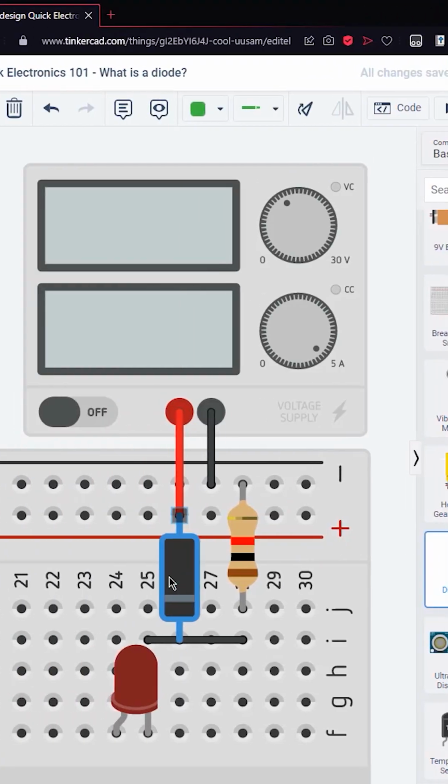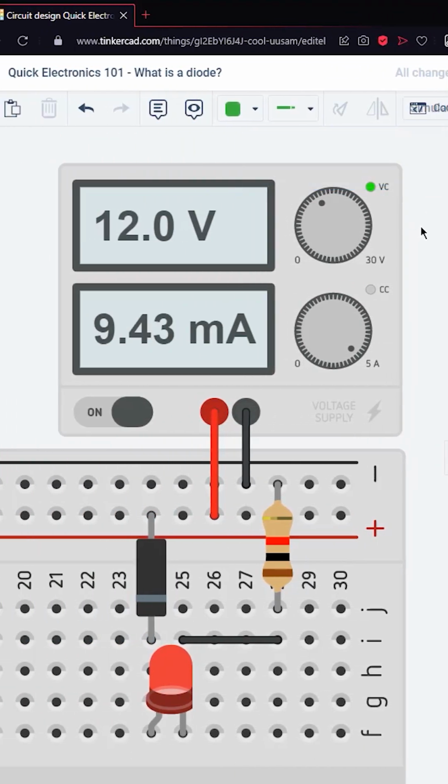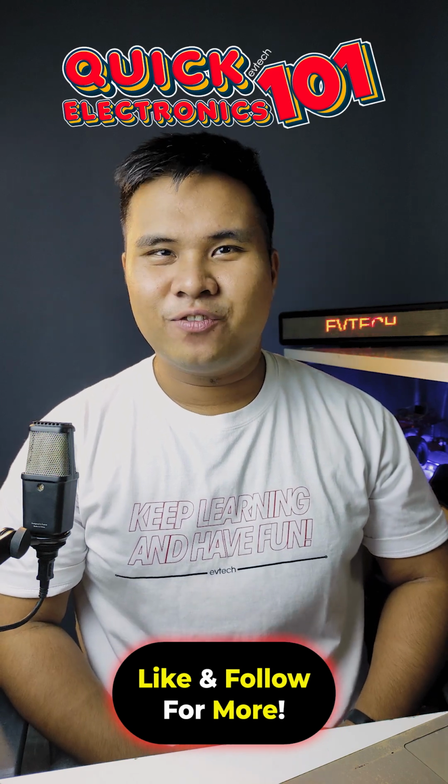If you have no electronics components yet, you can visit Tinkercad.com and try to experiment with the diode there. And as always, keep learning and have fun.